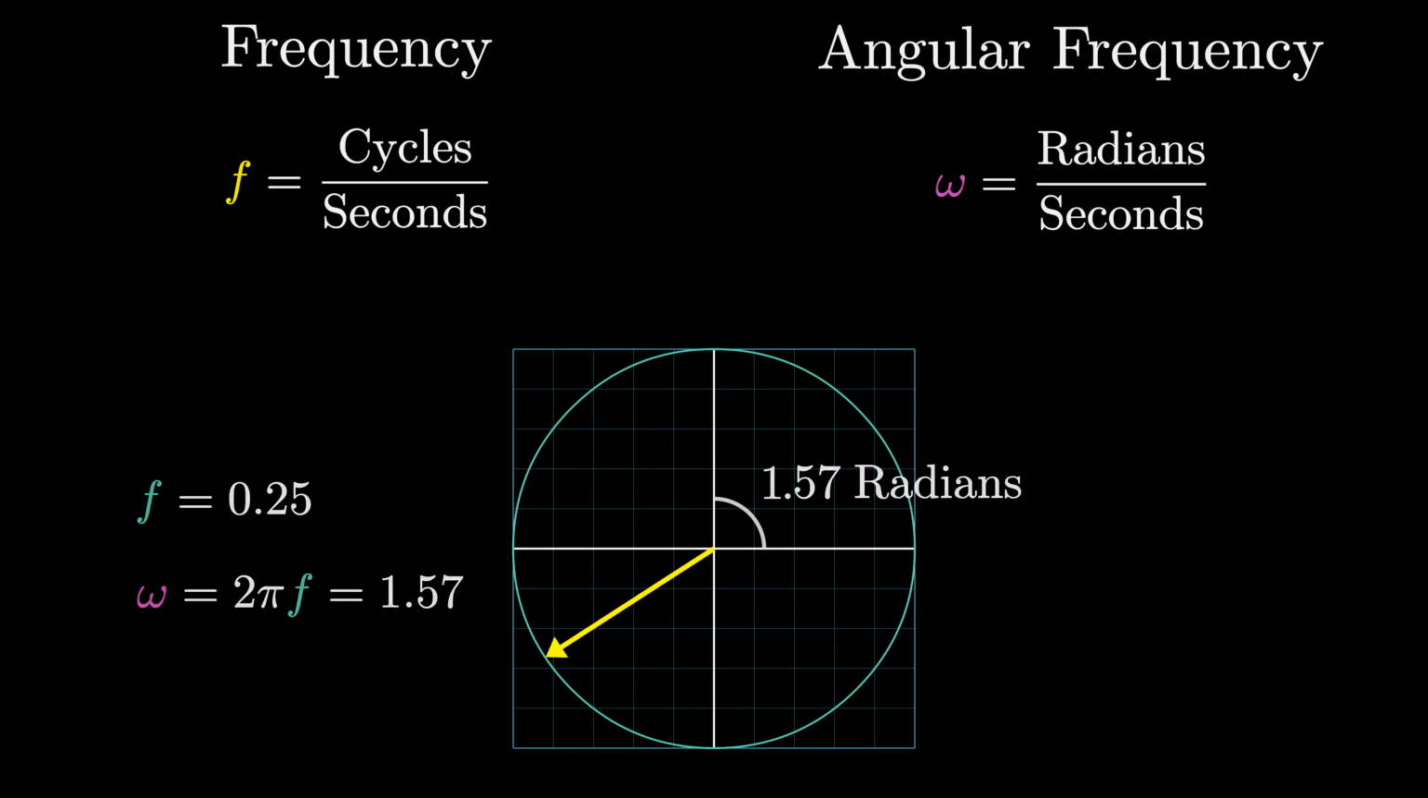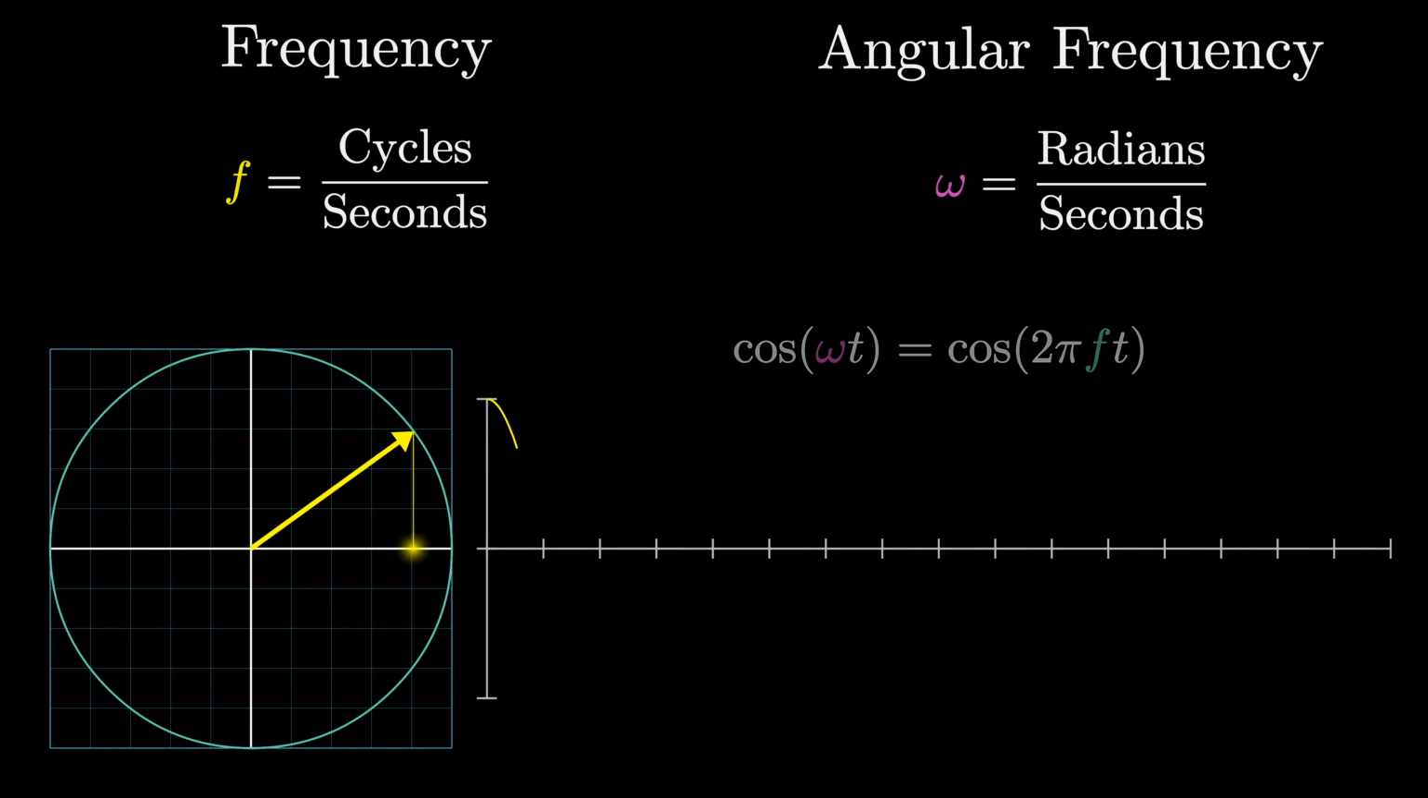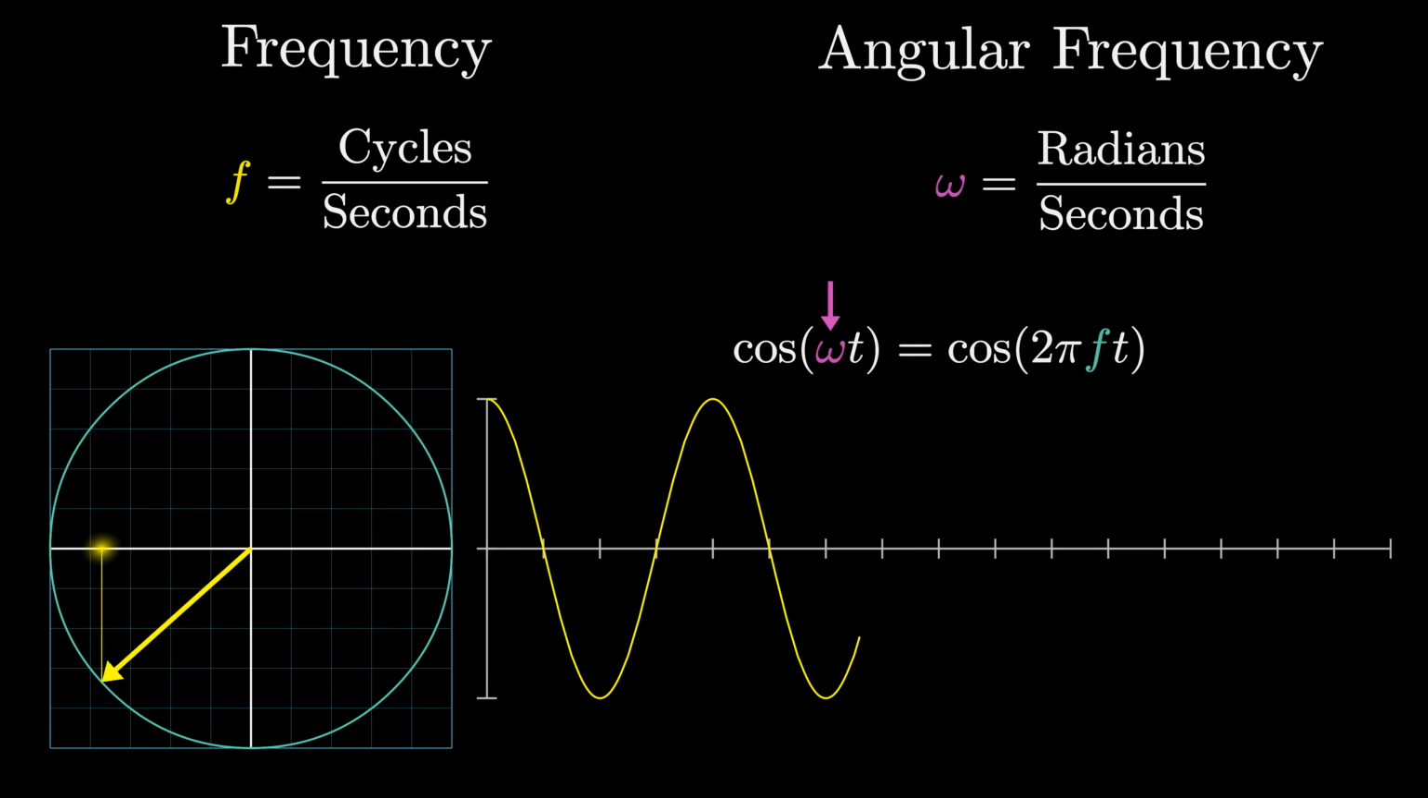So for example, if you have something like a cosine expression, which you might think of as describing the x component of a cycling vector like this, then the term sitting right in front of the t in that cosine is the angular frequency.